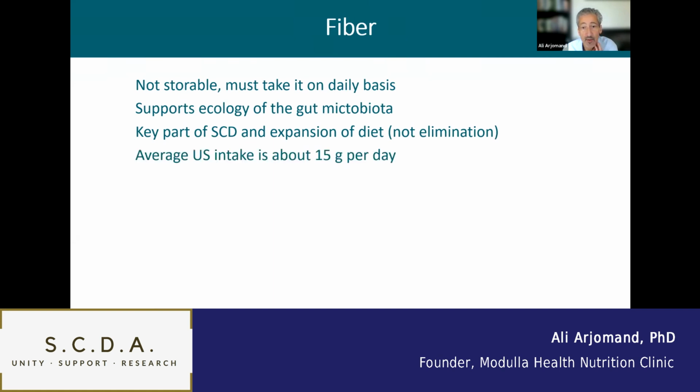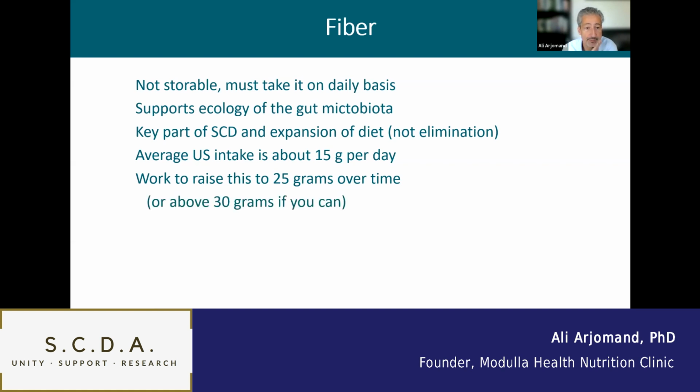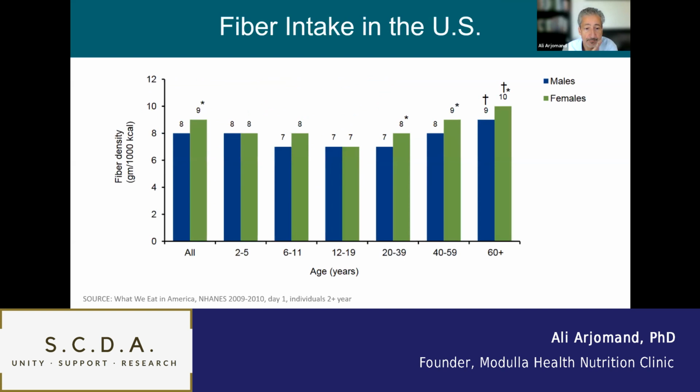Average US intake is about 15 grams per day, and what we want to do is get to about 25 grams. That's a good starting point. If we can get there, that's great. Above 30 would be even better, right? There's a benefit to that. Here are typical intakes of fiber in the current American diet in males and females. This is per 1,000 calories, so double it if you're eating 2,000 calories. That's where you get that 15 grams.